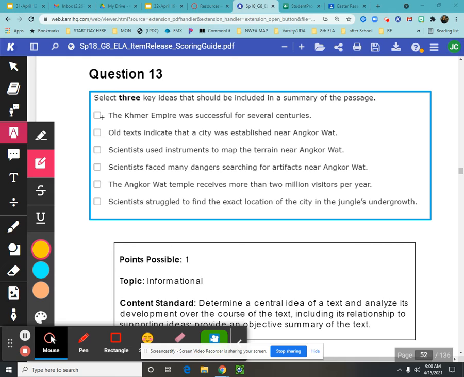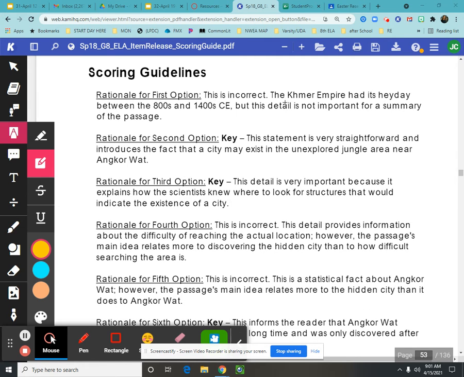Okay. So who had 1? 2, 3, 4, 5, 6. Okay, so everyone in here has selected at least all of these. So this is central idea, three key ideas that should be included in the summary of a passage. If they're asking what you would use for the summary of a passage, remember you need to have more broad things that happened. It's more about the main idea of that passage. So it was 2, 3, and 6. How many got that right?